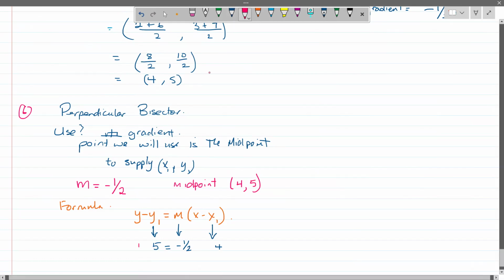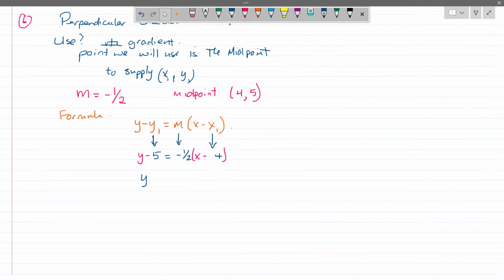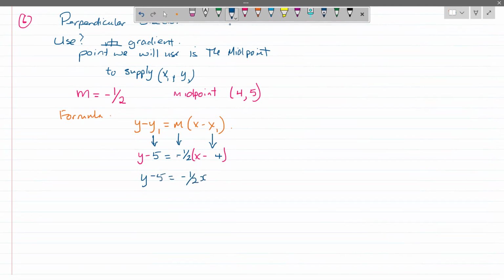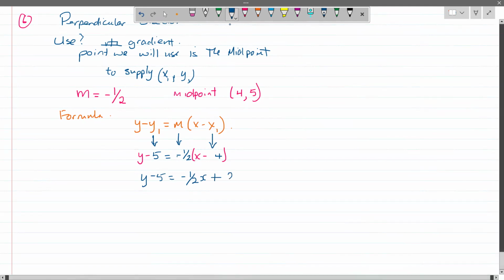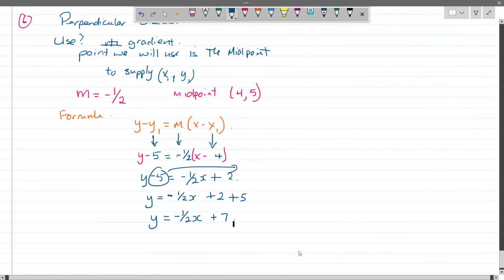I'll put in the rest of the values: y minus 5 is equal to -1/2 into x minus 4. Expand our brackets. We get y minus 5 is equal to -1/2 x, and negative by negative will give us a positive. Half of 4 will give us 2. Next thing I'm going to do is move this 5 over here. It becomes +5. So we have y is equal to -1/2 x plus 7. And this is the equation of our perpendicular bisector.